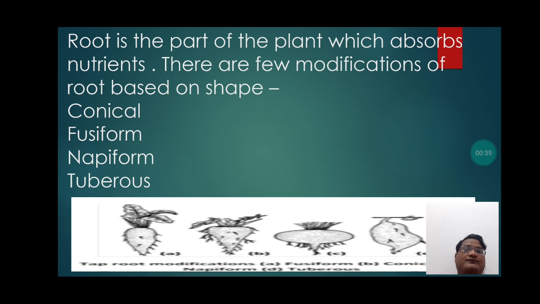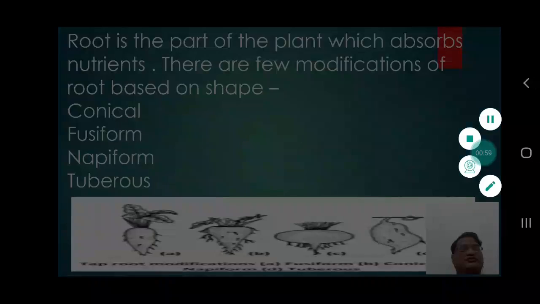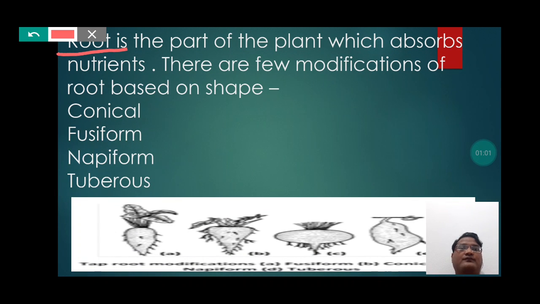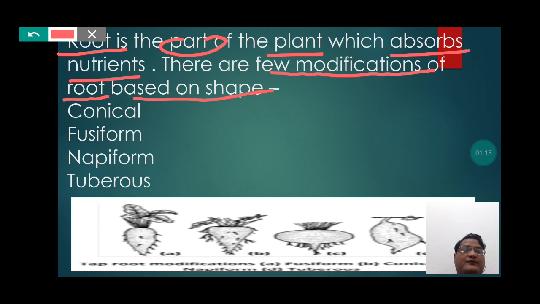Root is the part of the plant which absorbs nutrients. There are few modifications of root based on seed. So students, root actually is the main part of the plant, the main function of which is to absorb nutrients. There are few modifications of root based on seed.